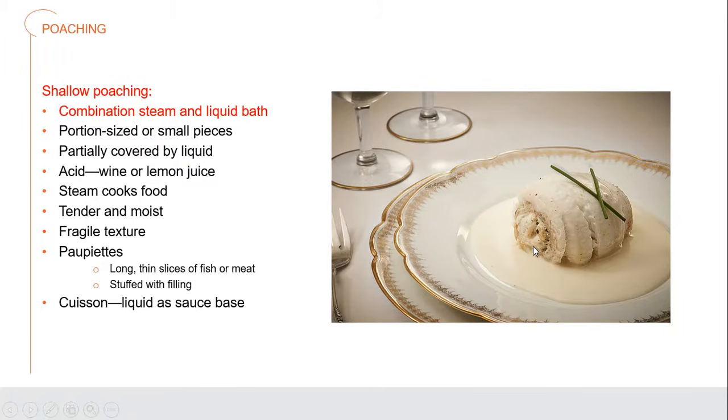We then can take the cuisson, which is the liquid that's left in that saucepan, because there's only going to be a small amount left in there, and we can use that as a base of a sauce. So we can turn the temperature up after we take that piece of fish out and reduce down the amount of water that's in there, maybe add a little cream to make a wonderful cream sauce like we see in the picture here.